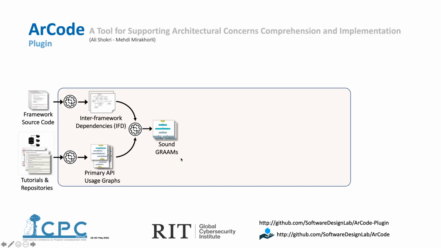In the next step, it verifies the created API usage models with the dependencies extracted from the framework and creates sound API usage models, or grams. And then it infers the framework API specification model from this repository of grams. And like I said, you may find more details and a technical view of what's happening here from the ArCode paper at ICSA 2021.